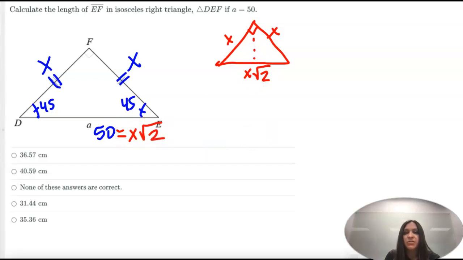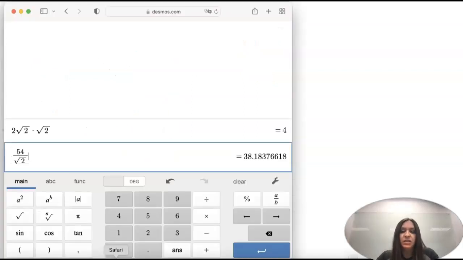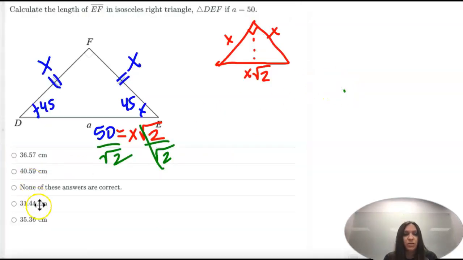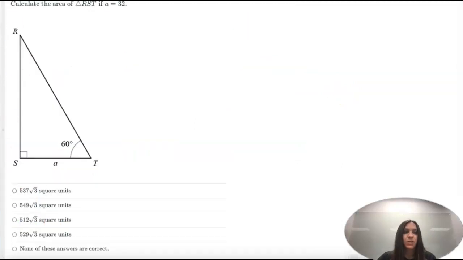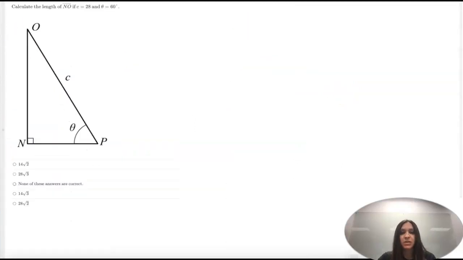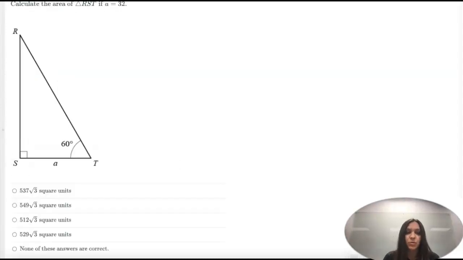So now I can solve for x. I'm going to divide both sides by square root of 2. So 50 divided by square root of 2 is 35.36. Oh wait, I thought that was, I have way more. Sorry, I thought that we were done, but we're not.